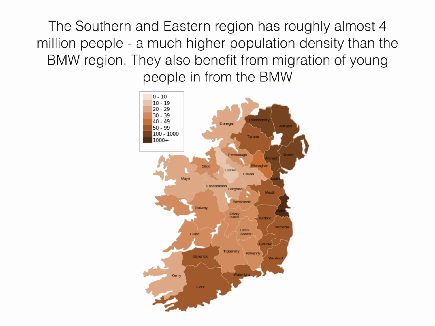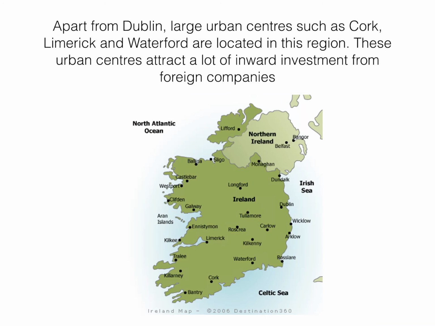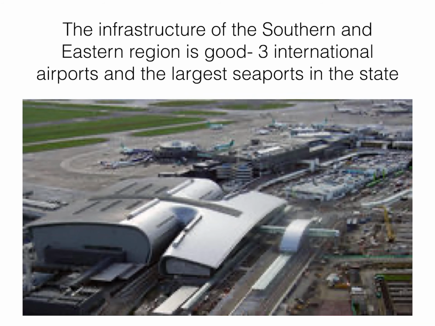You've got a good economy going. So you've got a good young population. And they benefit from young people migrating in from the BMW region as well. Apart from Dublin, you have large urban centres, whereas in the BMW region, the urban centres were small. Whereas in the south and east of Ireland, you have large urban centres such as Cork, Limerick, Waterford. They're big cities and they attract in investment, okay, from foreign companies.